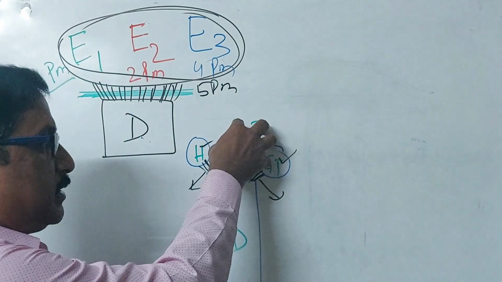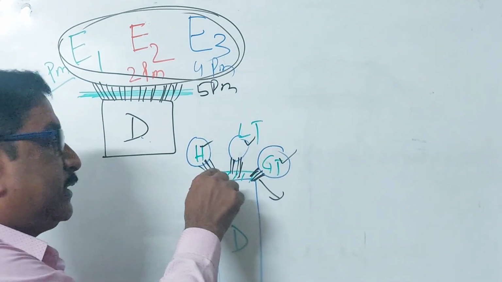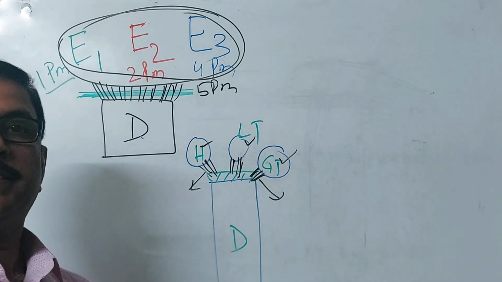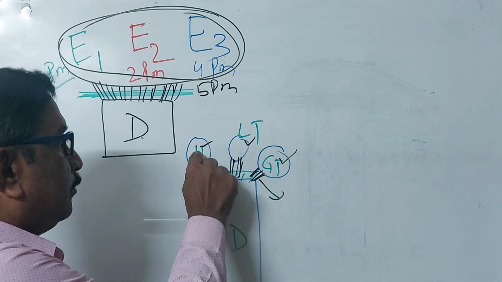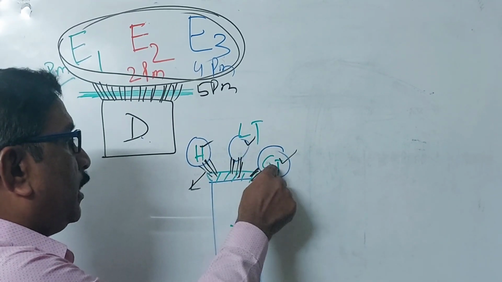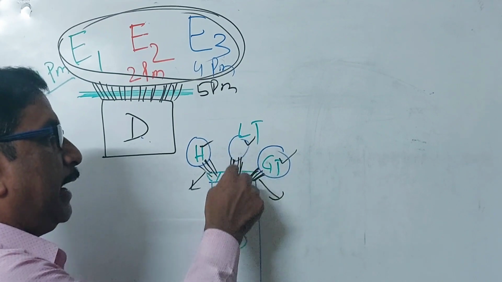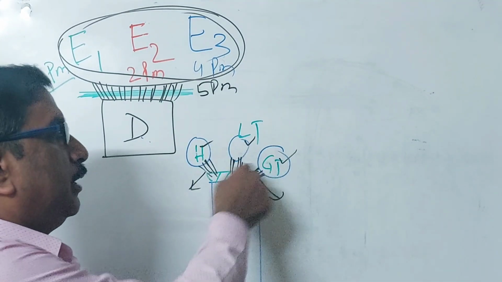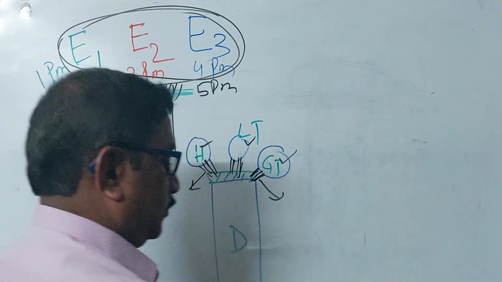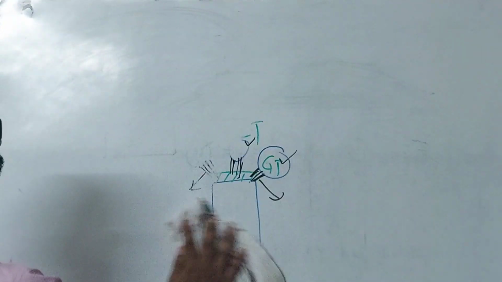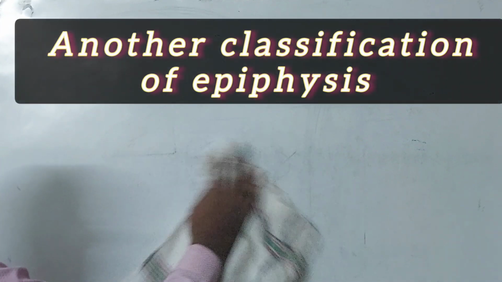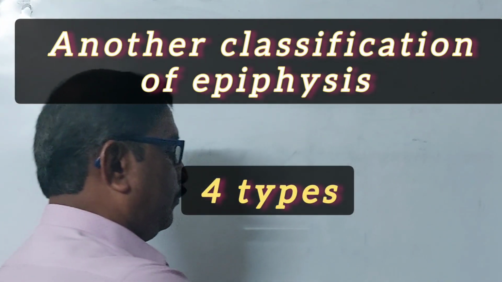If they join together first, followed by fusion with the diaphysis through a single intervening epiphyseal cartilage, that is called compound. But here the epiphyseal cartilages between the head and diaphysis, between greater trochanter and diaphysis, and between lesser trochanter and diaphysis are separate. So this is called simple epiphysis. This is the main difference between simple and compound epiphysis. If you are asked to give an example, the upper end of the humerus is an example of compound epiphysis, and the upper end of the femur is an example of simple epiphysis.